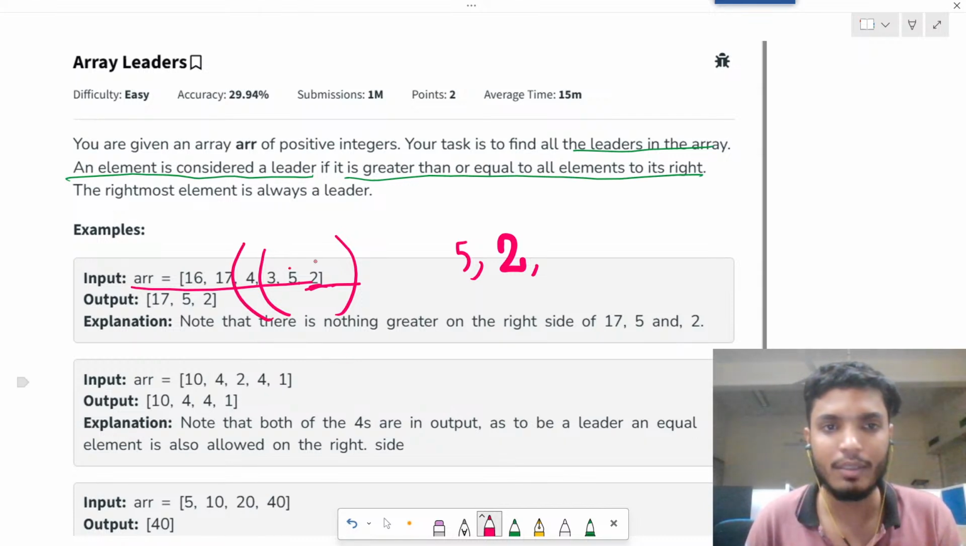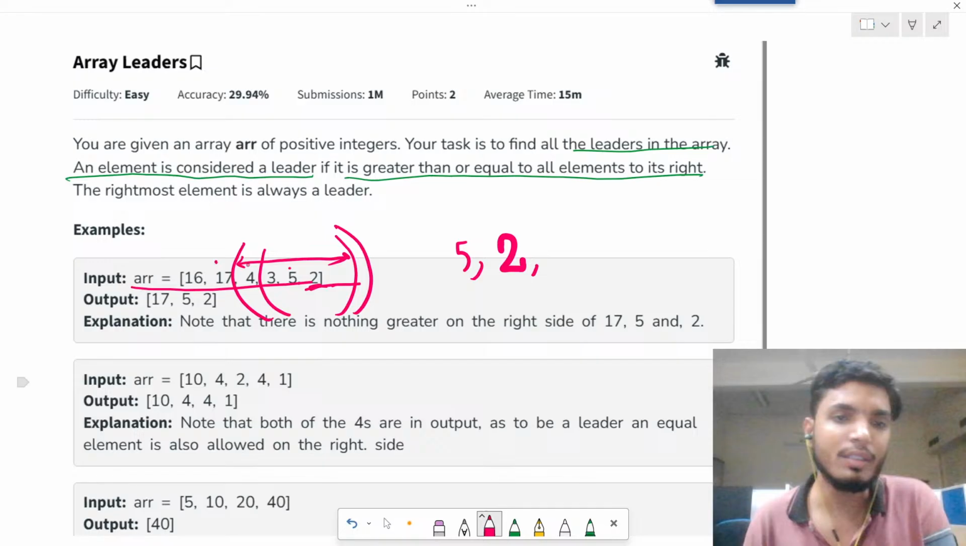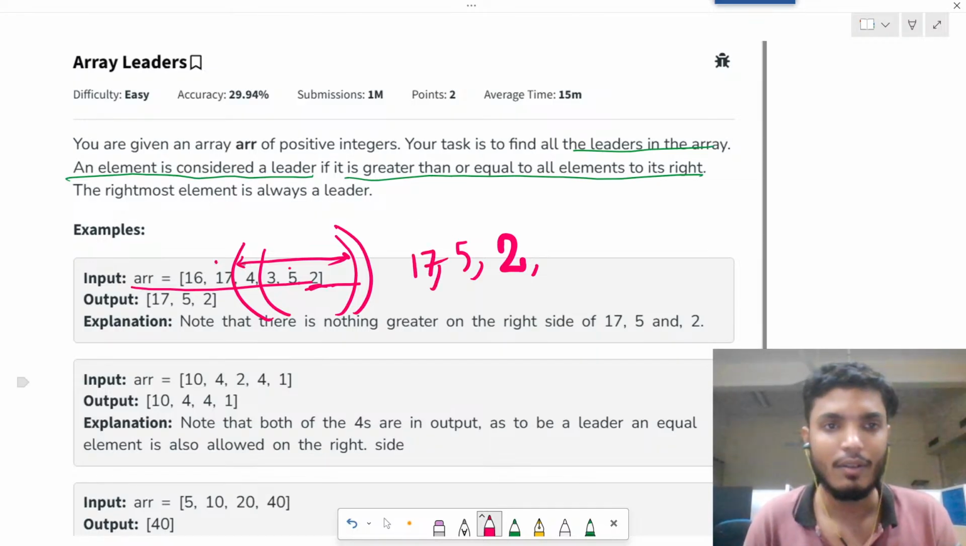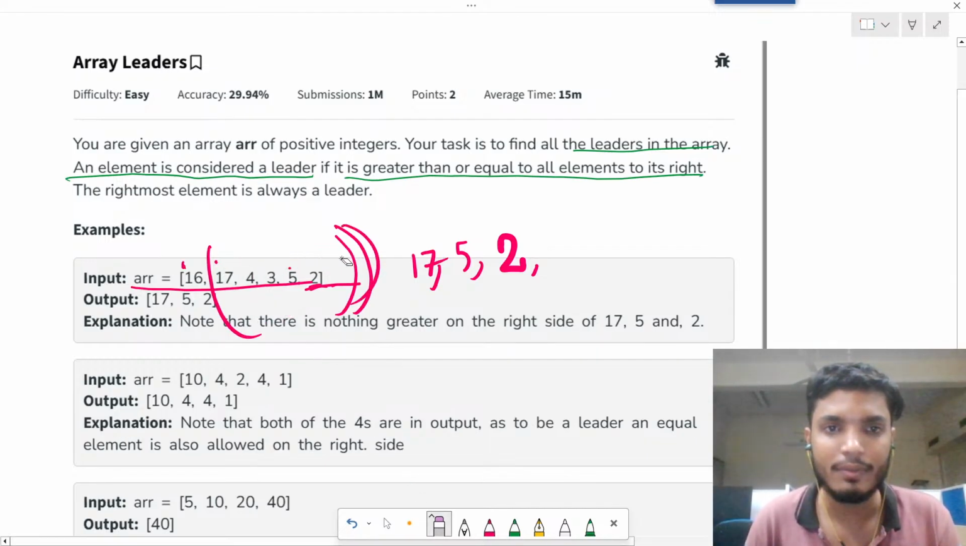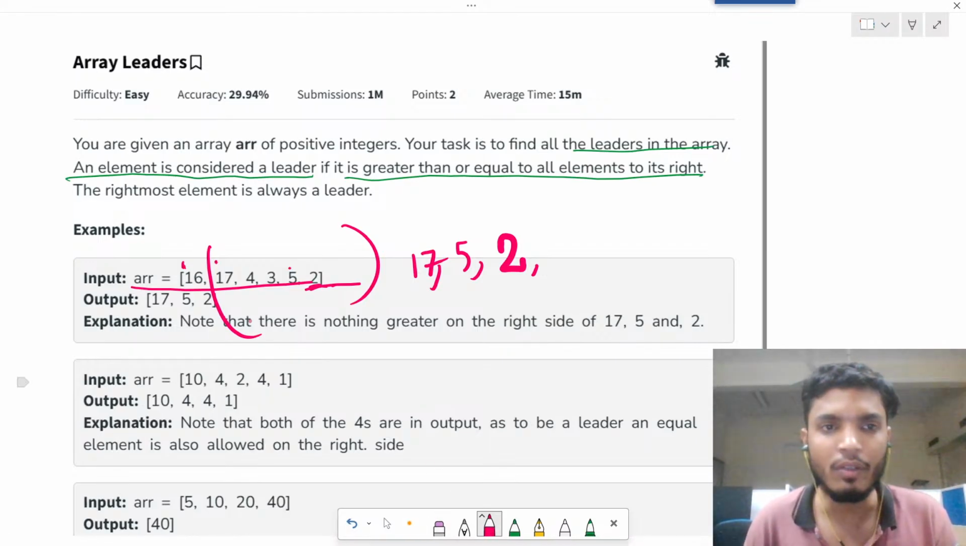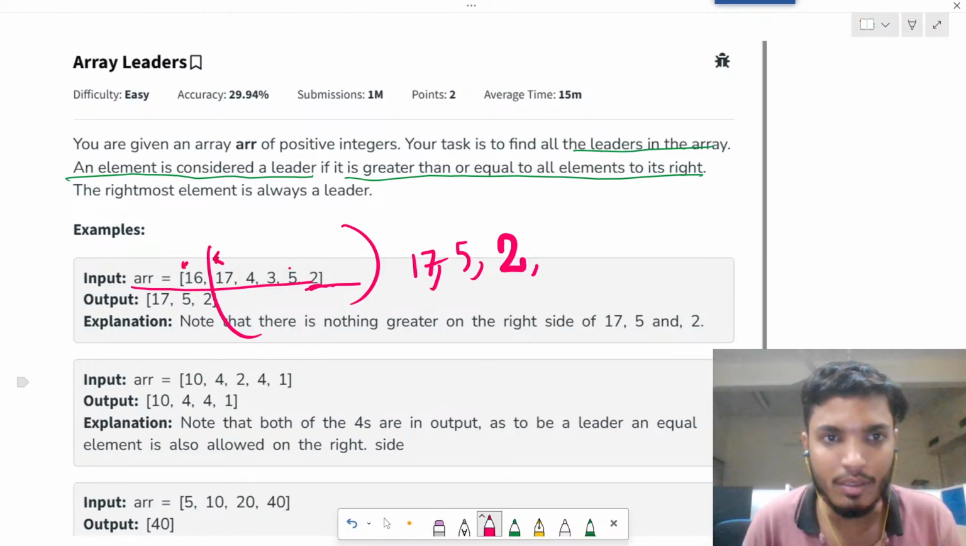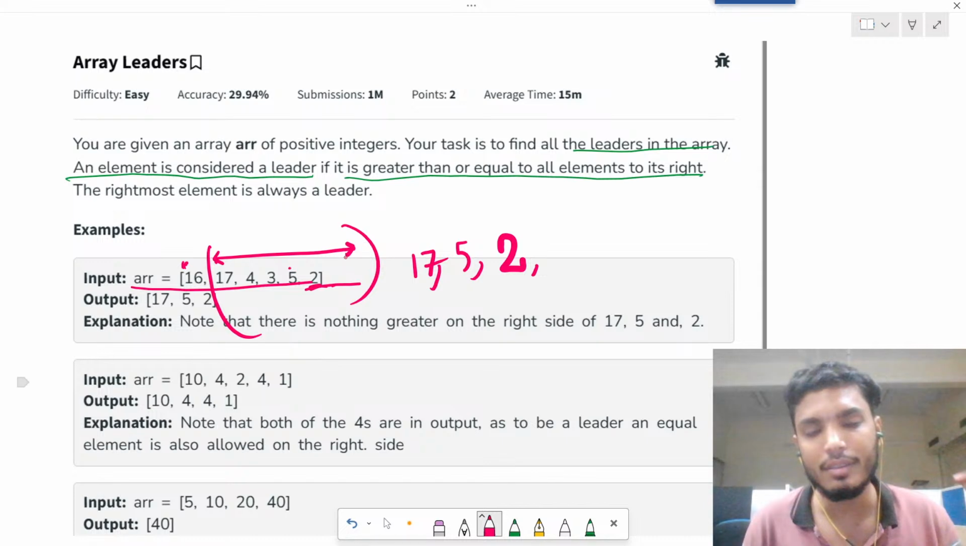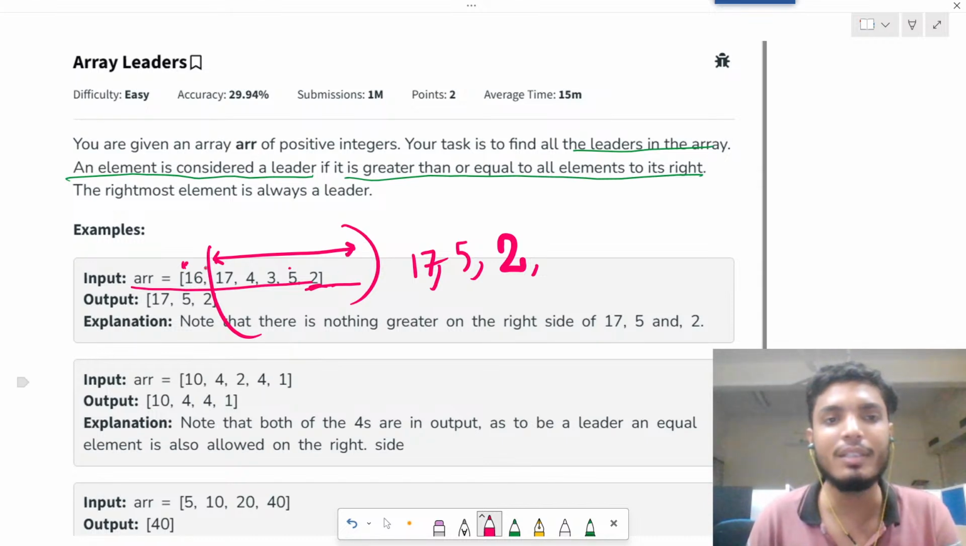So again, now come here. Are all the numbers to the right of 17 less than 17? Yes, all the numbers are less than 17, so 17 is a leader. So now move to 16. Are all the elements to the right of 16 less than 16? For a leader, 16 itself must be the bigger one.